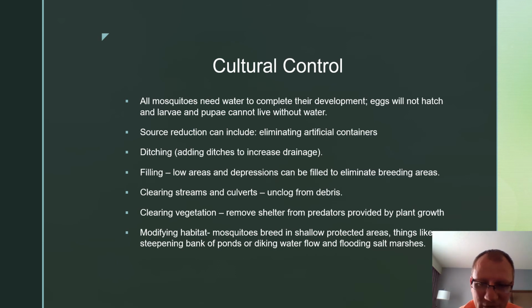Mosquitoes breed in shallow protected areas. Things like steepening the banks of ponds or diking water flow and flooding the salt marshes can help as well.